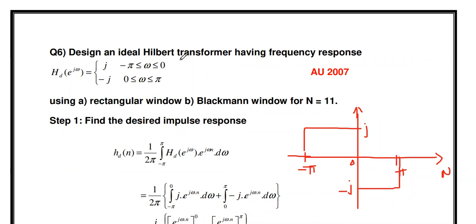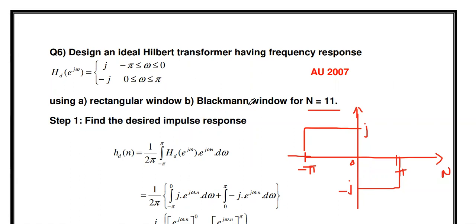The question: design an ideal Hilbert transformer having the frequency response HD of e power j omega equal to j for the frequency omega between minus pi to 0, and for omega between 0 to pi, the value is minus j, using rectangular window as well as the Blackman window for capital N equal to 11. It is a university question from 2007. We are going to design this ideal Hilbert transformer using two different windowing techniques: rectangular window and Blackman window.